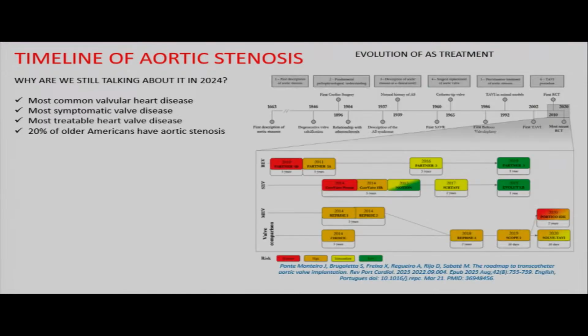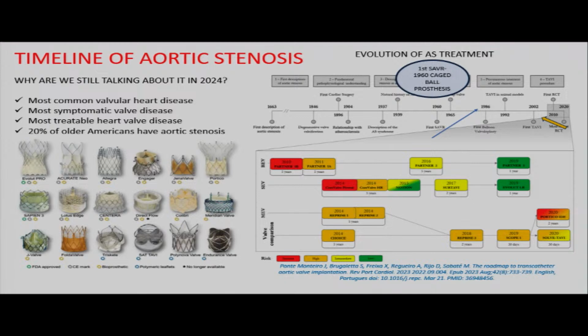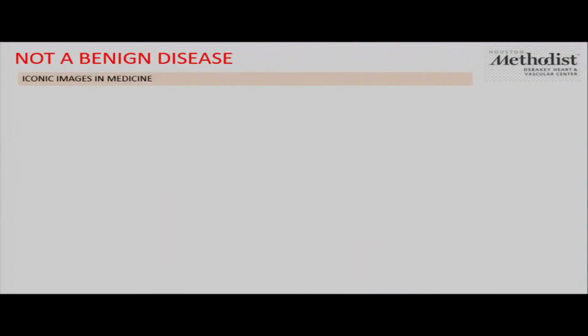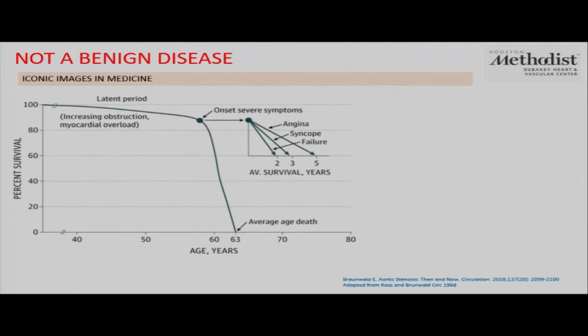So if you think about it, the first SAVR was done in the 1960s with a caged ball prosthesis, to valvuloplasties in the 1980s, to the TAVRs in the 2000s, right? And now in 2024, we have this many options. So truly amazing evolution. How can we not talk about this image, right? There are a few images in medicine which are called iconic images, and I think we can't have an aortic stenosis talk without this image.